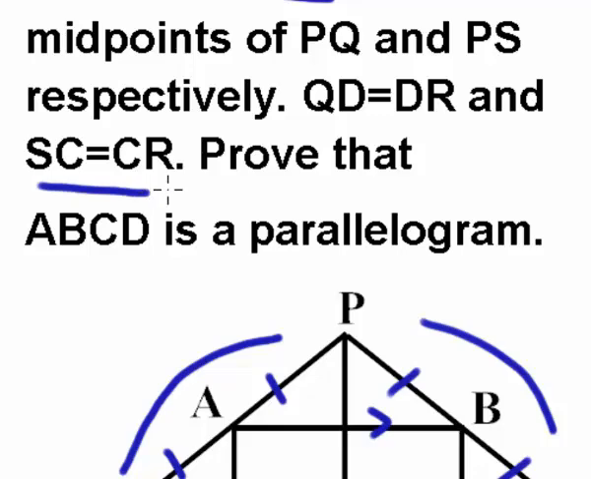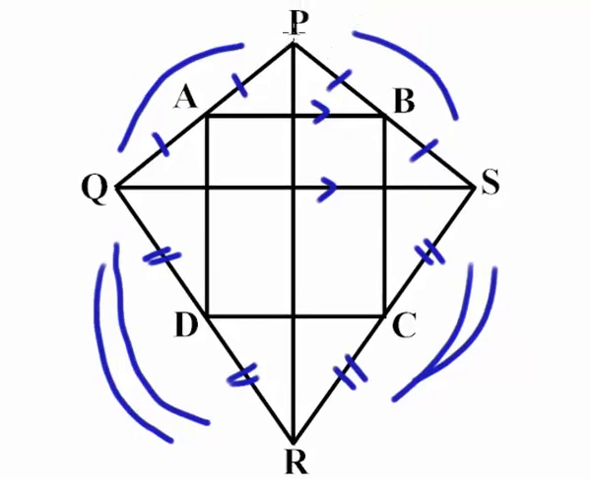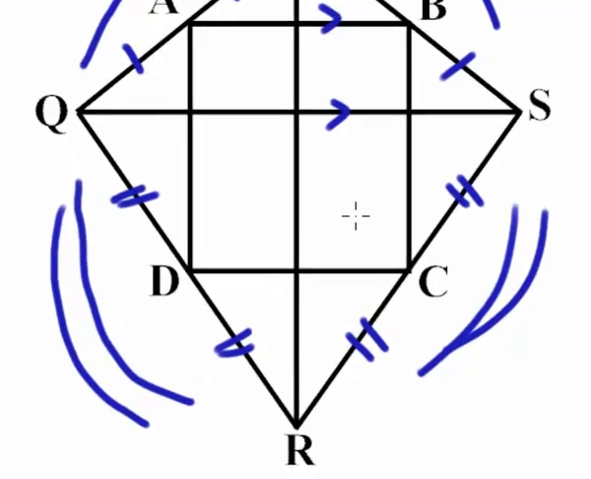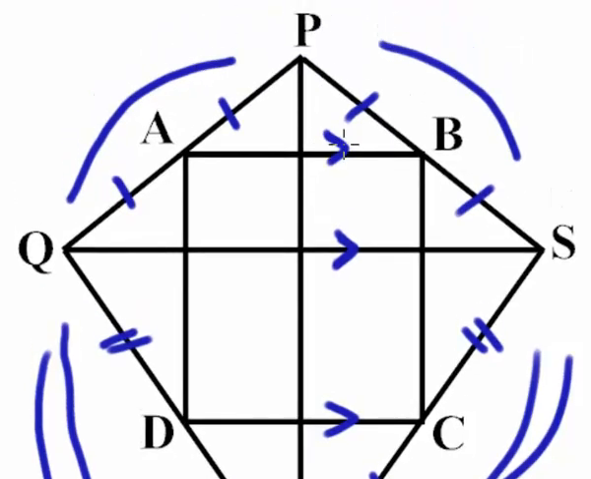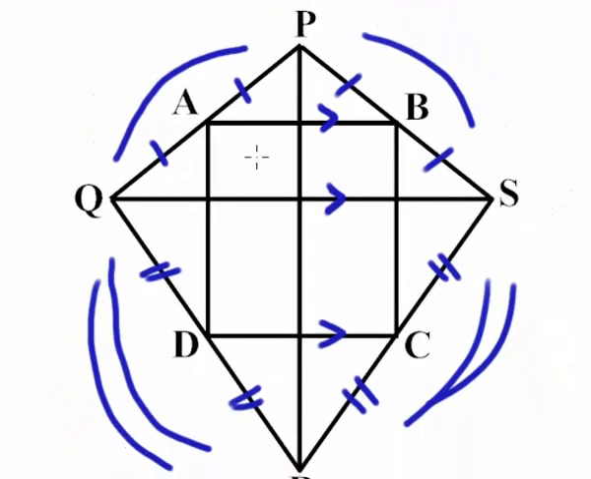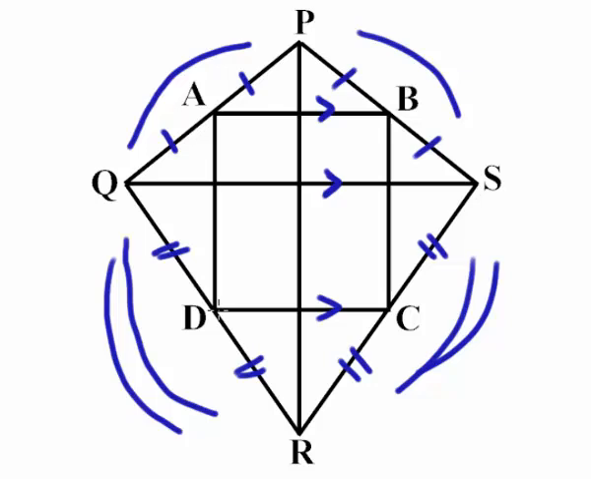SC is equal to CR, we've given that. Now we want to prove that ABCD is a parallelogram. Well, let's have a look. Let's start off, if we can have a look at this carefully. Look at the bottom triangle. You've got QD is DR and SC is DR. So from the midpoint theorem, those lines are parallel too, which of course means that all three lines are parallel, which proves that AB is parallel to DC, and then we can do it in other triangles.